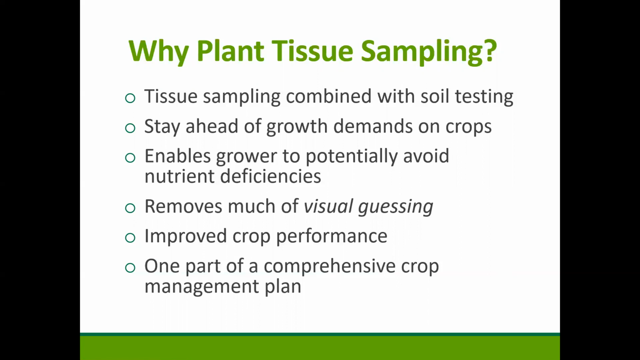Of course, by staying ahead of these issues, you're going to see overall improved crop performance, and overall improved crop performance will generally lead to improved yields and healthier plants. As we said before, plant tissue sampling in and of itself is not the single answer to fertility questions on a crop, but it can be part of a comprehensive management plan that will better your yields.